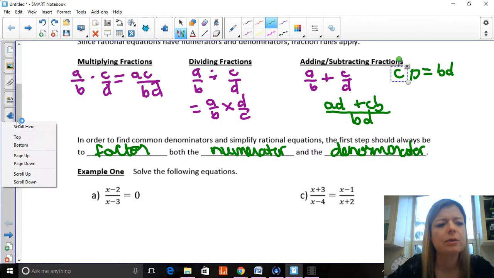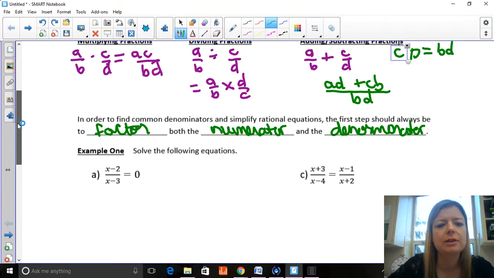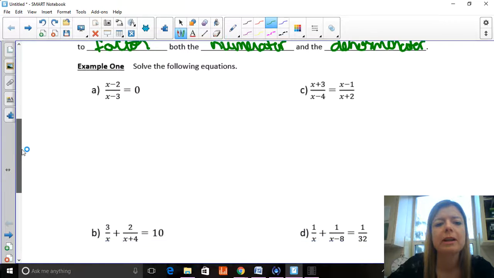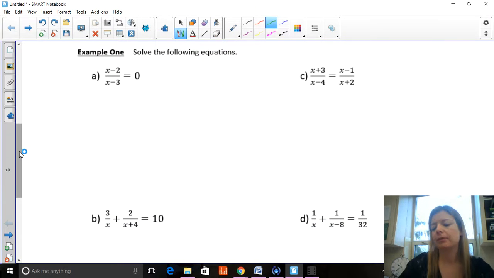In order to find common denominators, it's best to factor the numerator and the denominator first if they can be. So we start with this example. We're actually going to do these two examples first. Notice what they have in common is it's just a rational expression equaling a number, and then a rational expression equaling a rational expression.